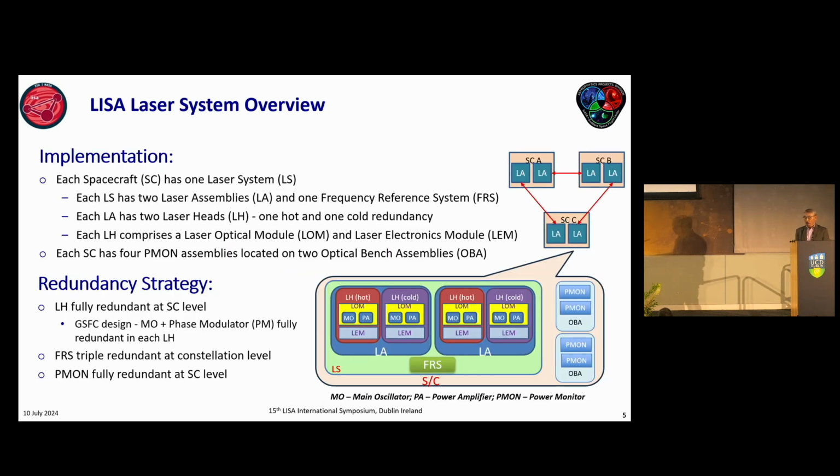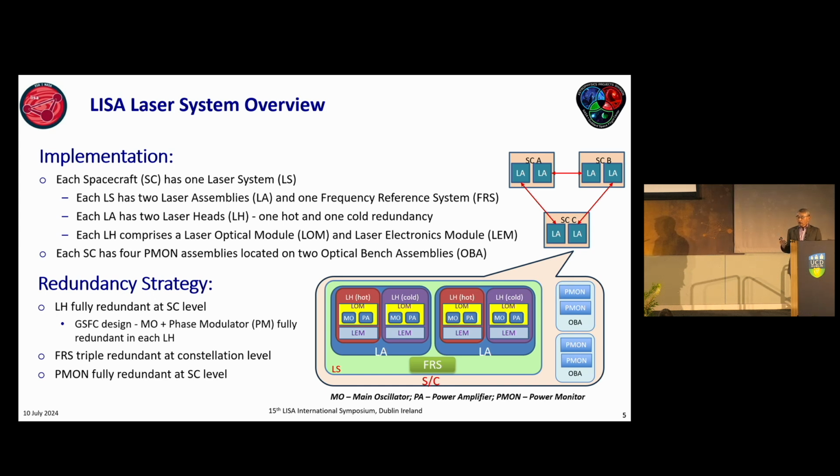First, an overview of the terminologies. You have 3 spacecraft, and on each spacecraft we have a laser system, and inside each laser system we have 2 laser assemblies, and within a laser assembly we have 2 laser heads, and one is on at any one time and the other is a cold spare for the mission lifetime. Then within each spacecraft we have a frequency reference system, an optical reference cavity that any of the lasers can frequency lock to, and it becomes the main laser for the rest of the constellation.